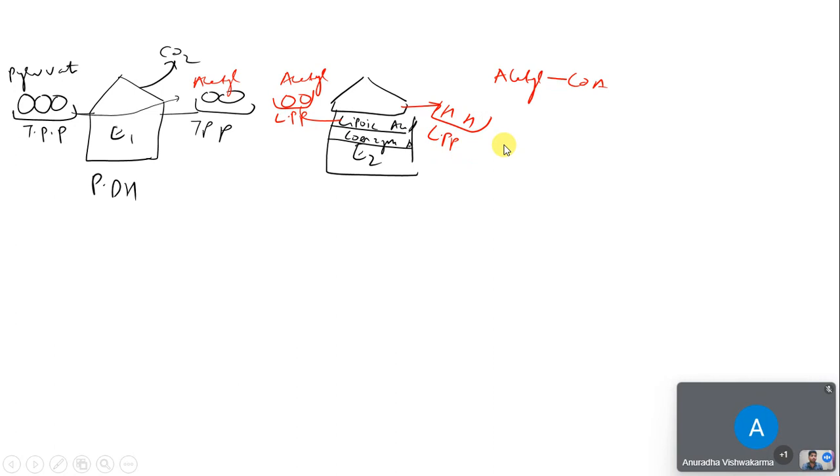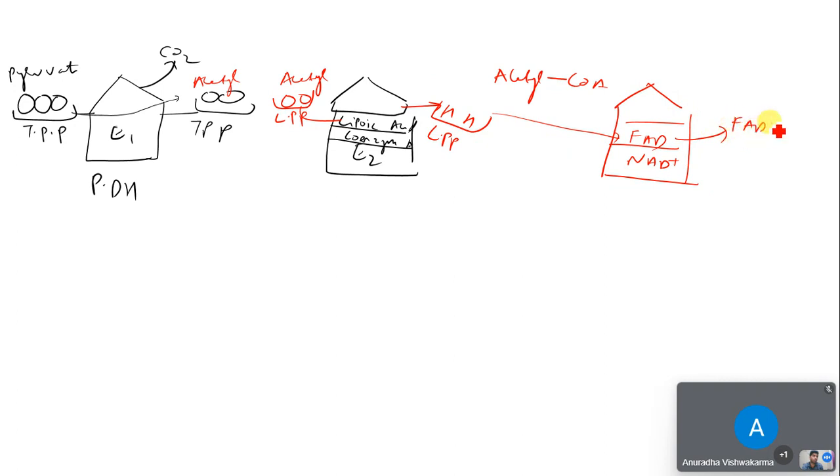I forgot the name of the reduced part. It will go to this third enzyme, which has FAD and NAD plus. So this hydrogen atom is received by this FAD, and FAD is converted into FADH2. Now this FADH2 will help this NAD to get converted into NADH.